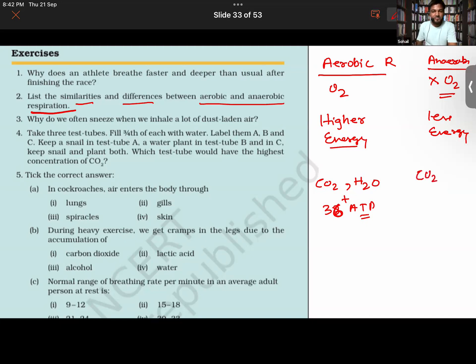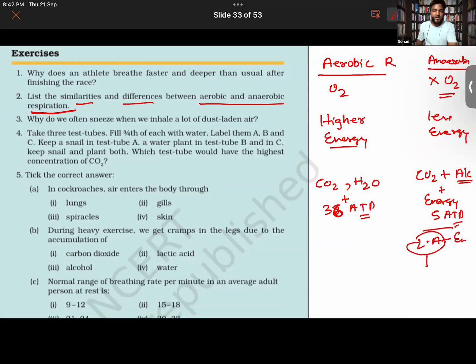If you were to take the example of yeast, the carbon dioxide is released and then alcohol is also released, apart from energy. Only 5 ATP molecules of energy are released there. While in the case of humans, as you said, lactic acid is released and then energy is released.